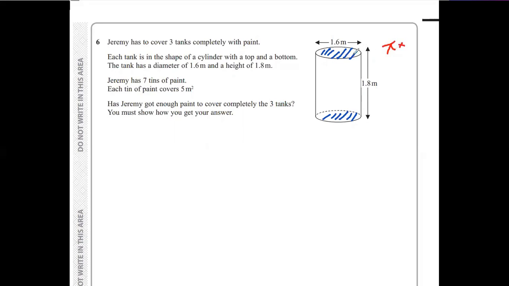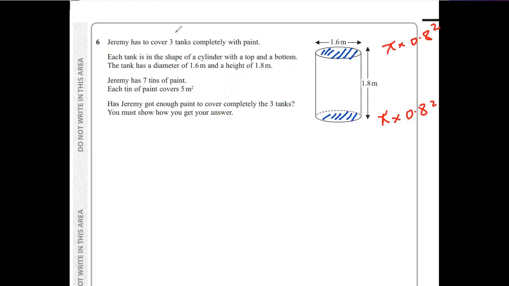What's the radius of this one, Margaret? 0.8. So pi times by 0.8 squared. And this one here will also be pi times by 0.8 squared, pi r squared. That's the formula. But how can you work out the curved surface area?